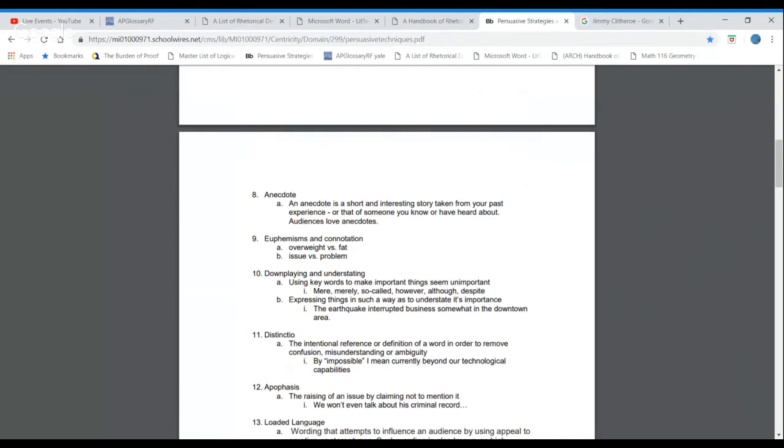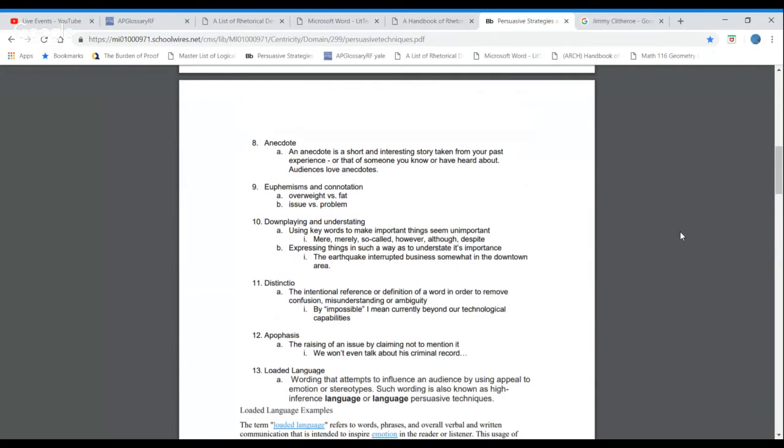Euphemisms and connotation: overweight versus fat, issue versus problem. Downplaying and understating: using keywords to make important things seem unimportant, such as merely, so-called, however, although, despite, expressing things in such a way as to understate their importance. The earthquake interrupted business somewhat in the downtown area.